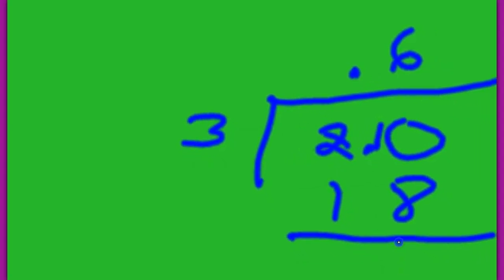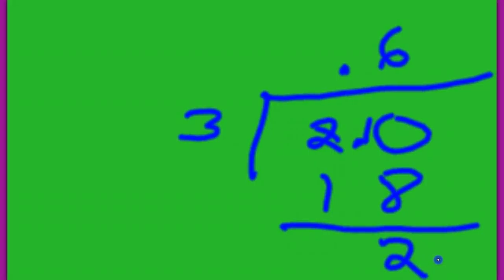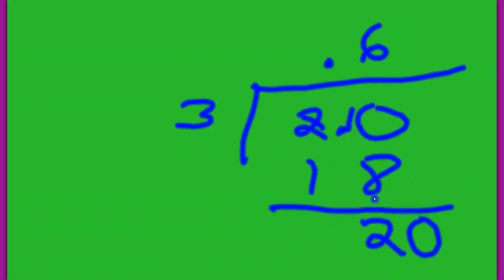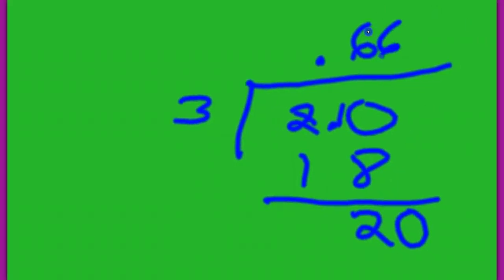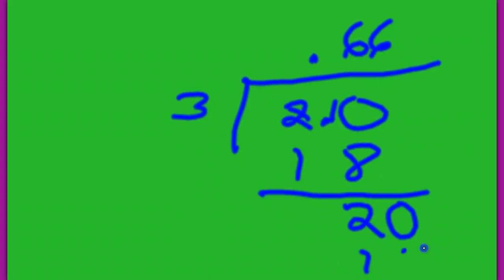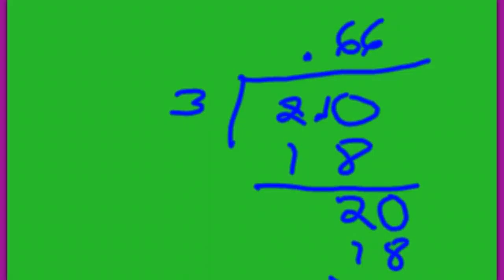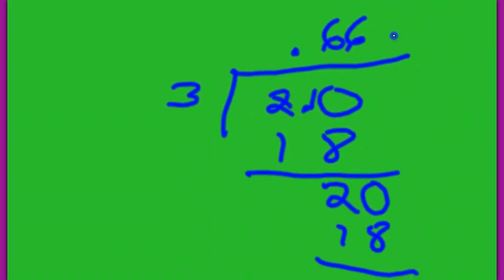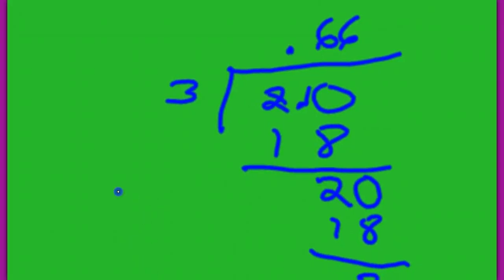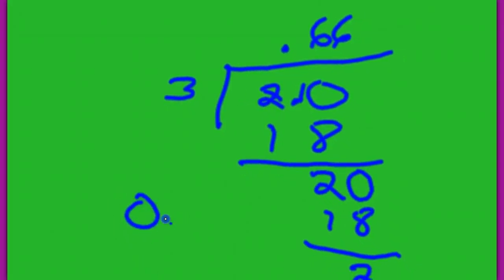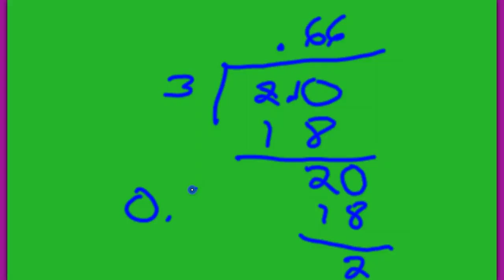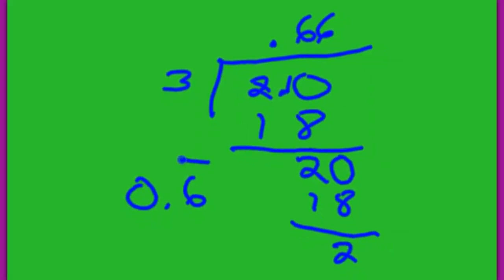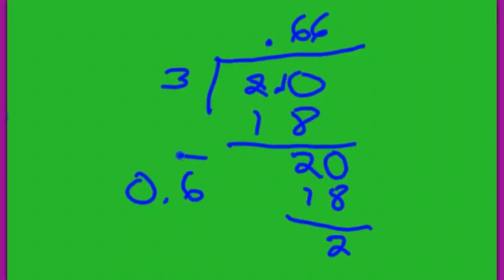10 take away 8 is 2. We're going to have to make it bigger because 2 is obviously smaller than 3. And guess what? I see a pattern going here. It's going to be 6. And every time I subtract, it's going to be 2. And this is what we call a repeating decimal. It never ends. So writing that fraction as a decimal, I have 0.6. And I draw the repetend bar above the 6 to show that it goes on and on forever and ever.